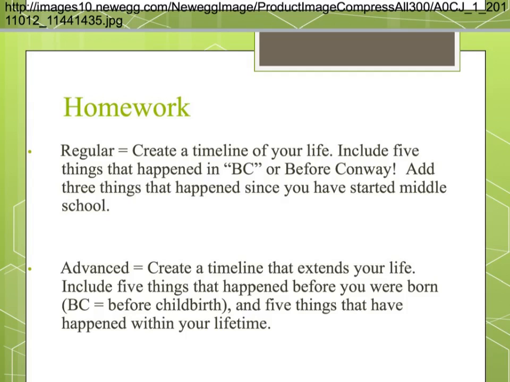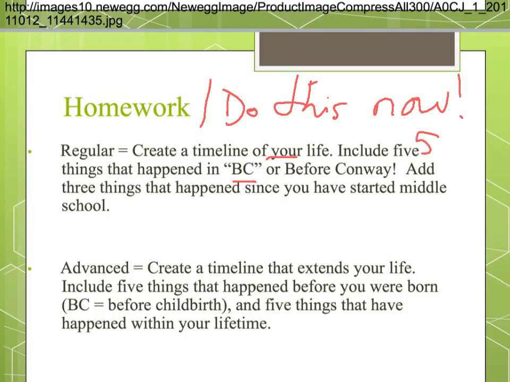So now you have homework. I know that's a funky looking T. My regular classes, 1st, 3rd, 4th, and 7th, I want you to create a timeline of your life. Include 5 things that happened in BC, before Conway. Add 3 things that happened since you started middle school.